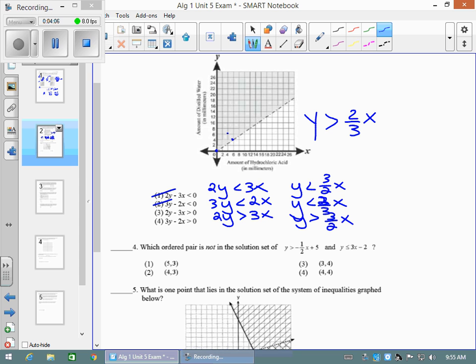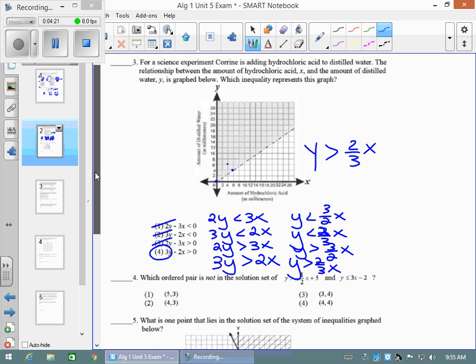Again, I'm looking for 2/3, so this is going to narrow me down to choice 4. Let's see why. I add over the 2x, I get 3y is greater than 2x. Divide by 3, and I get my inequality, y is greater than 2/3 x. So choice 4 is the answer to number 3.